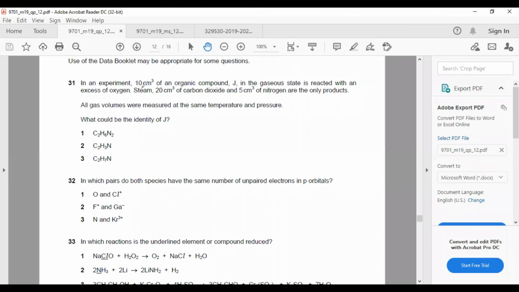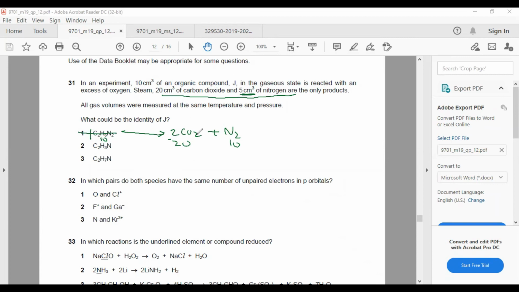10 cm cube of organic compound in gaseous state is reacted with excess steam, giving 20 cm cube of carbon dioxide and 5 cm cube of nitrogen. Suppose we make the equation: 2 carbon dioxide will be formed, and obviously nitrogen forms. Whatever the other products, we don't mind. From 1, it forms 2, so from 10 it forms 20 and it forms 10. The question says 5 cm cube nitrogen is formed. So 1 is wrong.